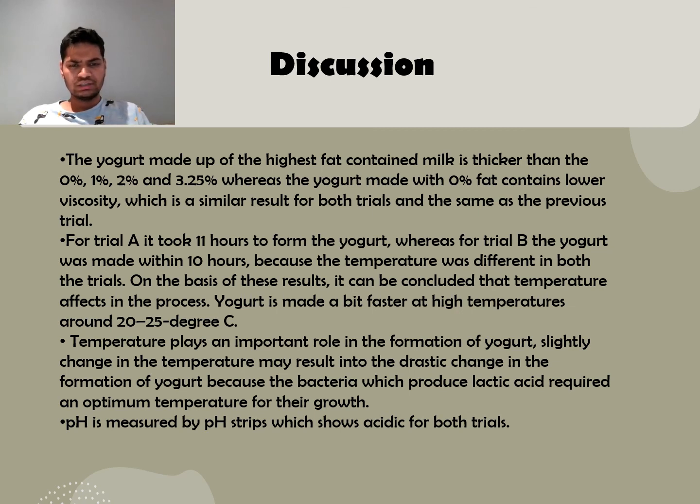On the basis of these results, we can conclude that temperature affects the process. Yogurt is made a bit faster at a high temperature, around 20 to 25 degrees. Temperature also plays an important role in the formation of yogurt. A slight change in the temperature may vary the result drastically, because the bacteria that produce lactic acid have an optimum temperature for their growth. And also here the pH, which is measured by pH strips, shows acidic for both trials.